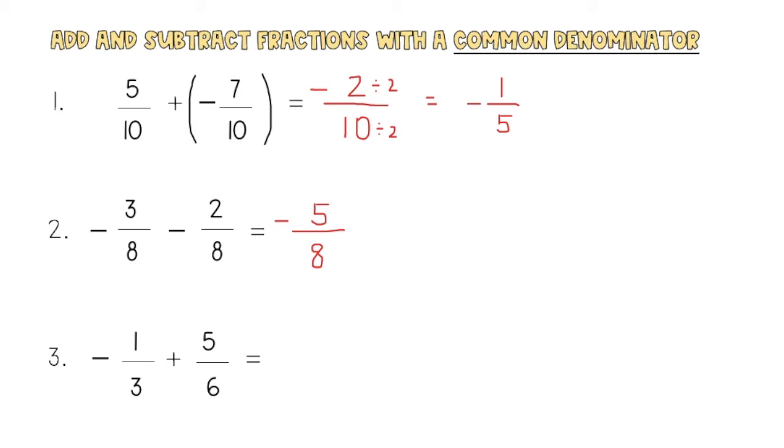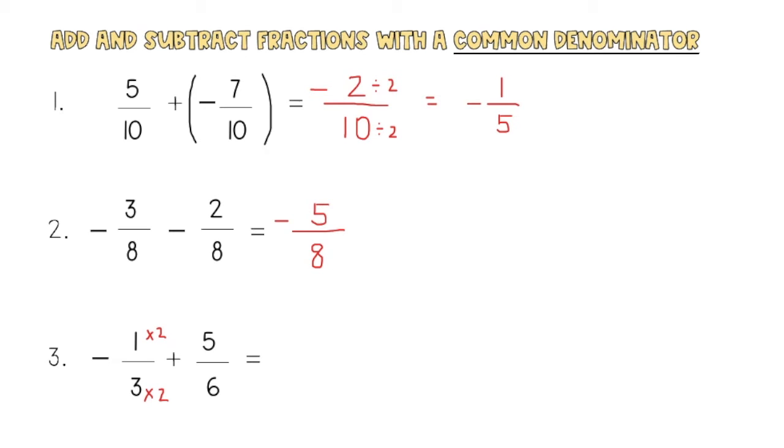And number 3, negative 1 over 3 plus 5 over 6. So right away I notice that I do not have the same denominator. So before I'm able to use my rules for adding and subtracting, I want to make sure I have the same denominator, the same number on the bottom. So to do that, I'm going to look for what they both have in common. So I can multiply 3 times 2 to give me 6.